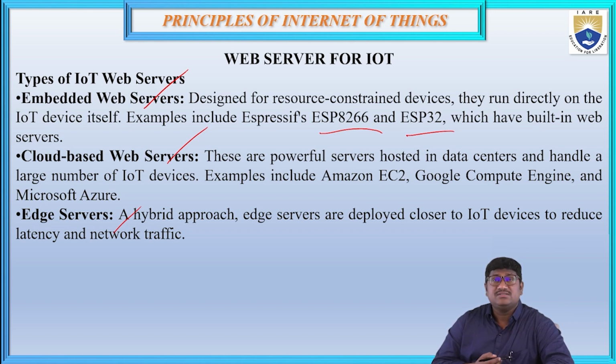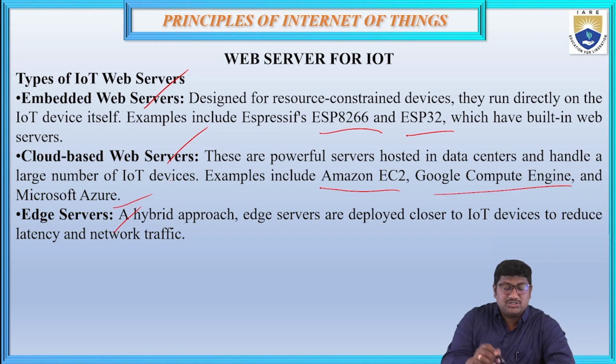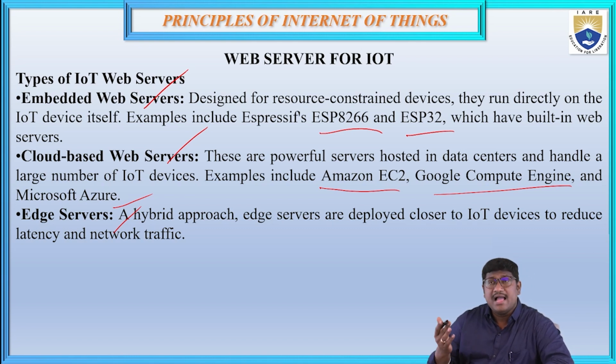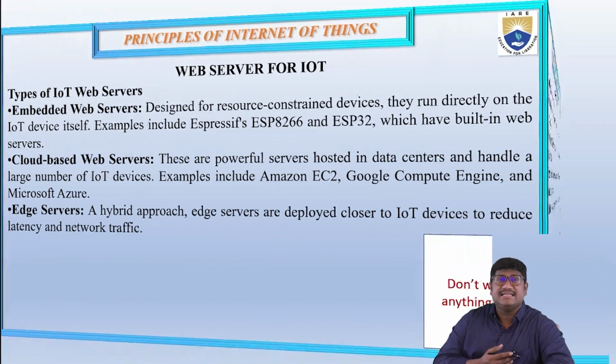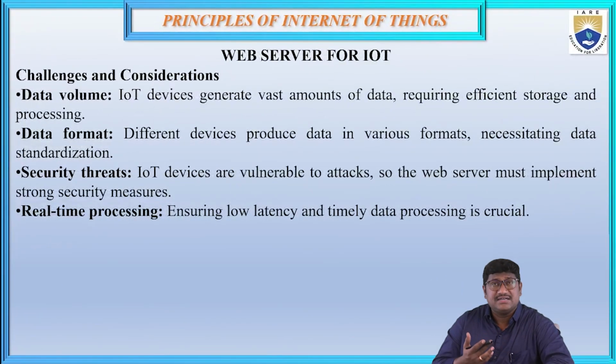Coming to cloud-based web servers, these are powerful servers hosted by data centers that handle a large amount of data. The best examples are Amazon EC2, Google Compute Engine, and Microsoft Azure. This was the cloud-based web server. Recently, you have seen the airline system hang due to the failure of this web server. And coming to edge servers, a hybrid approach, edge servers are deployed closer to IoT devices, which reduces the latency and network traffic. These are the different kinds of web servers.